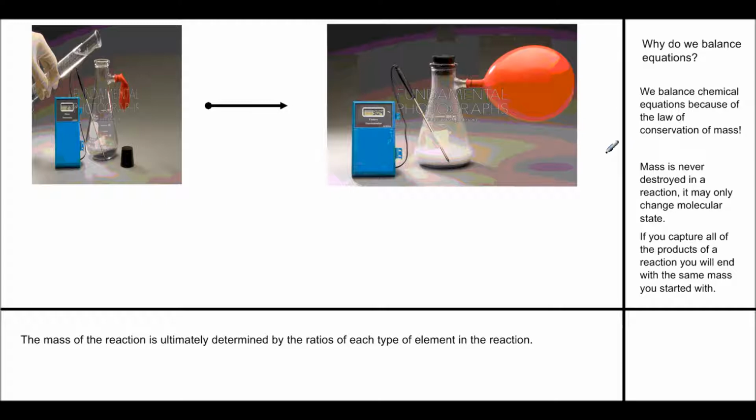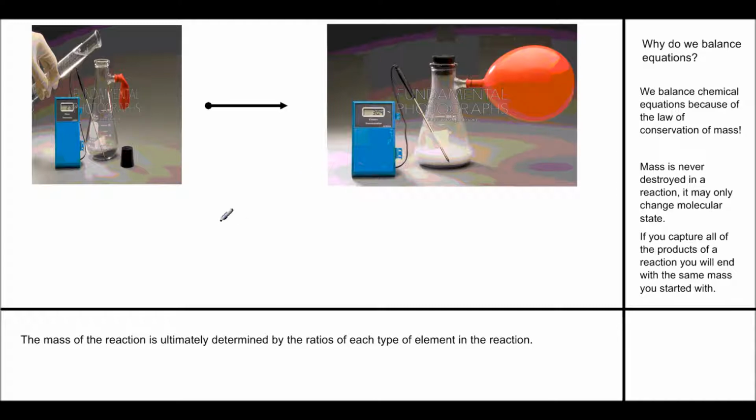Now, I've put the definition over here. You can have a look on the internet or look in your notes. We did do this experiment in class, which demonstrates the conservation of mass. It's the idea that the mass at the beginning of a reaction is going to be the same as the mass at the end, so long as you collect all the products.